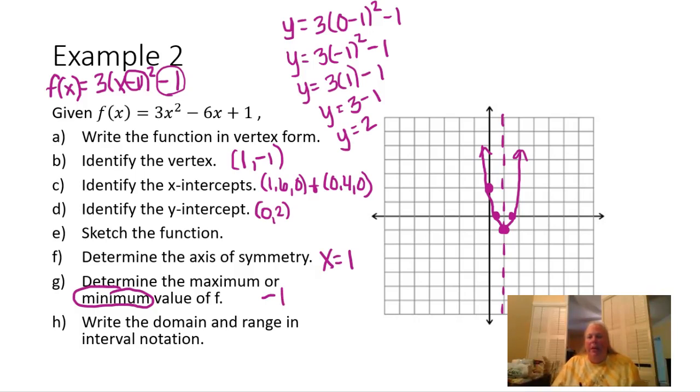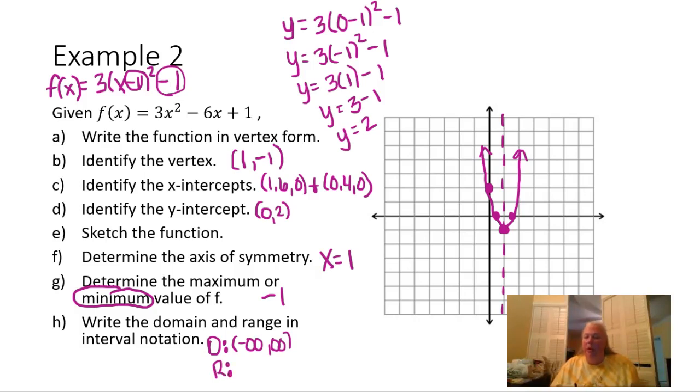All right, write the domain and the range. The domain, again, we're not dividing by any variables here in the problem. We don't have any square roots anywhere here in the problem, so the domain is going to go from -infinity to +infinity. The range is going to take a little bit more work.